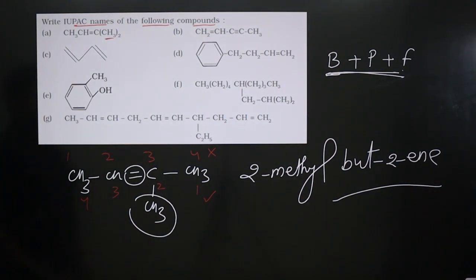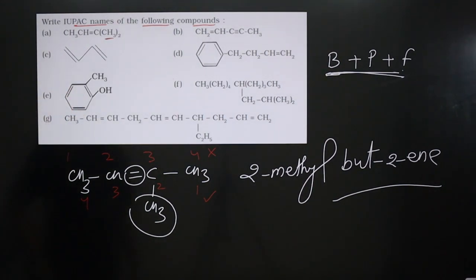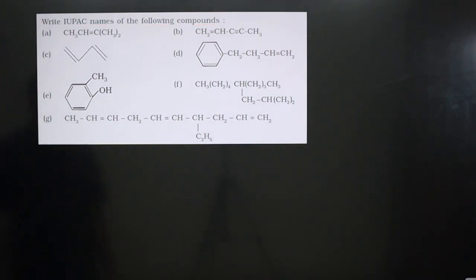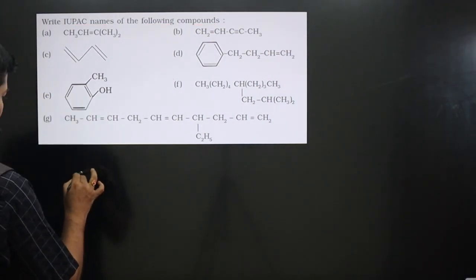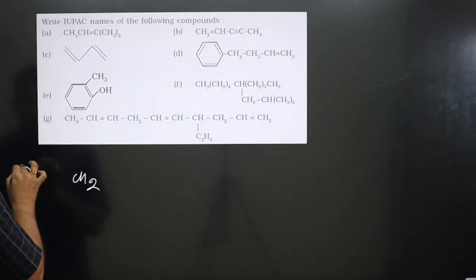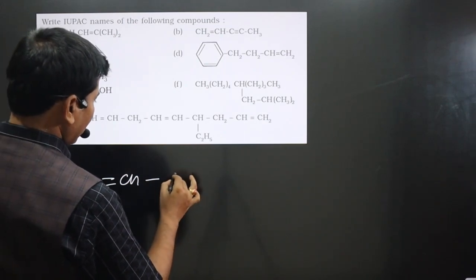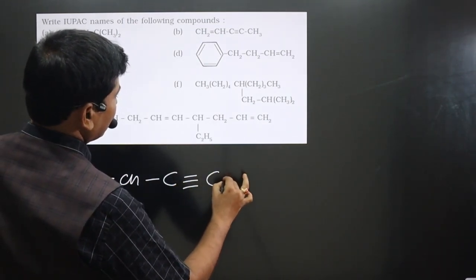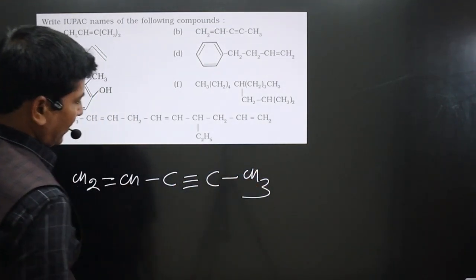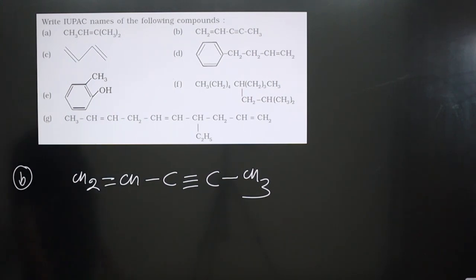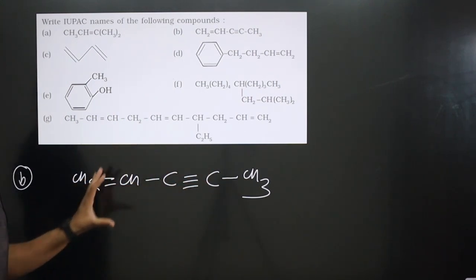Okay, now we move on to the next compound. Okay, next we have CH2, this is the B part, double bond CH and single bond C, triple bond C, and it is CH3. Okay, again we start the numbering. You can see there is no branching.